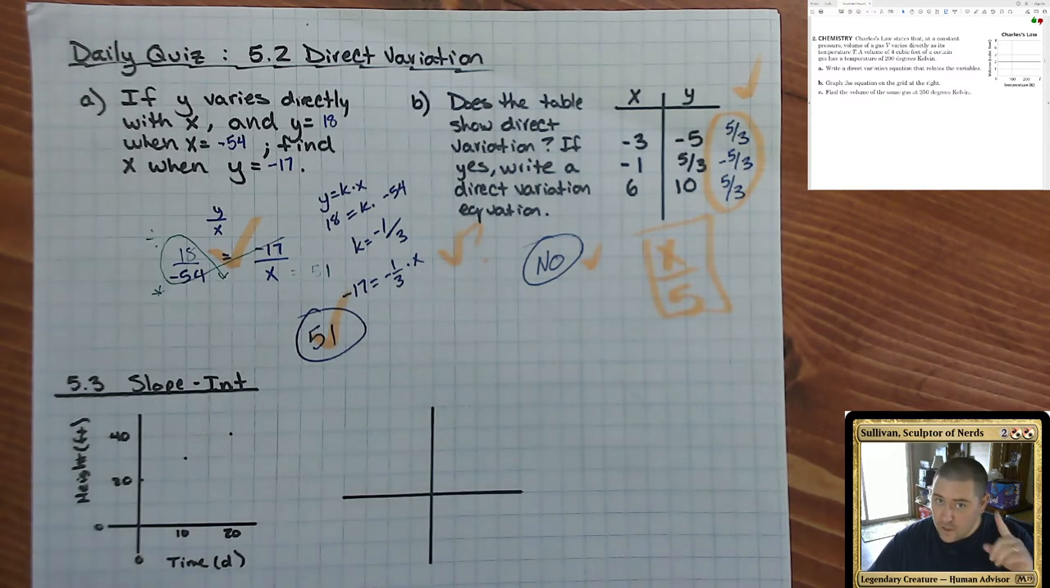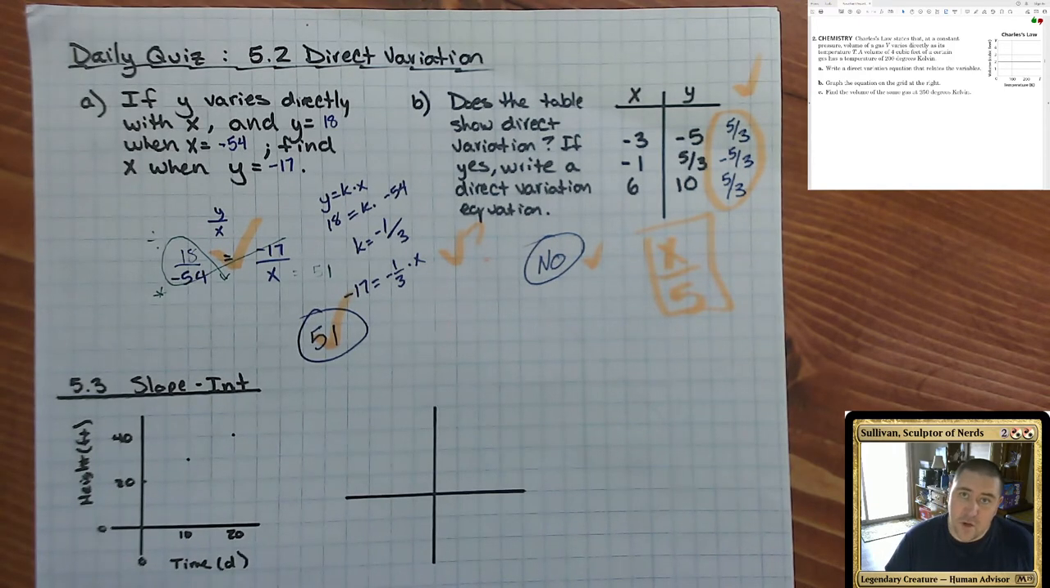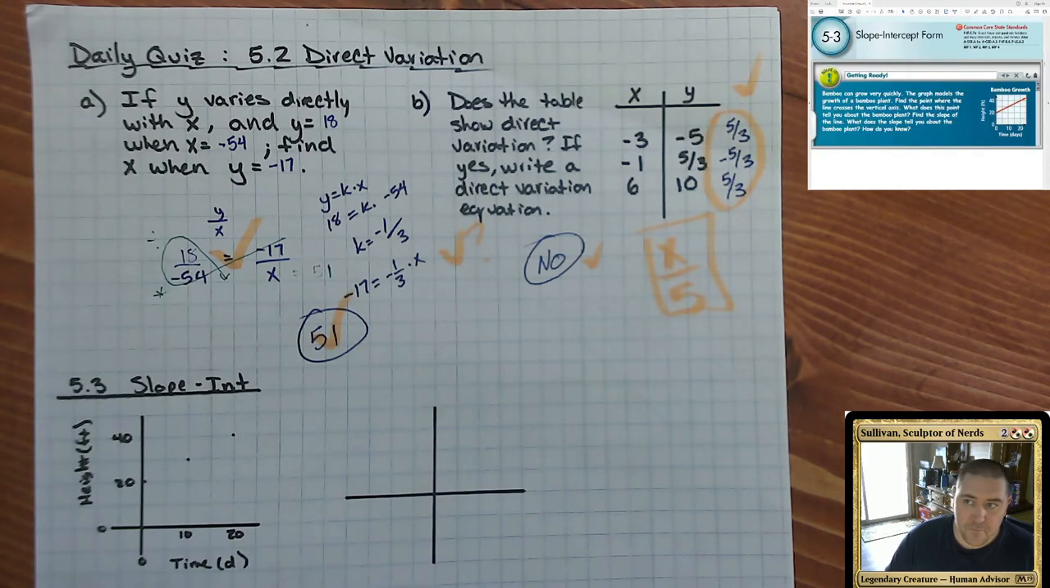Now, because of that, you need to be on the ball: when I say pause, you pause, do the thing, hit play, and we're good to go. I'm only going to have a couple seconds of pause in between. So, we will move on to 5-3.